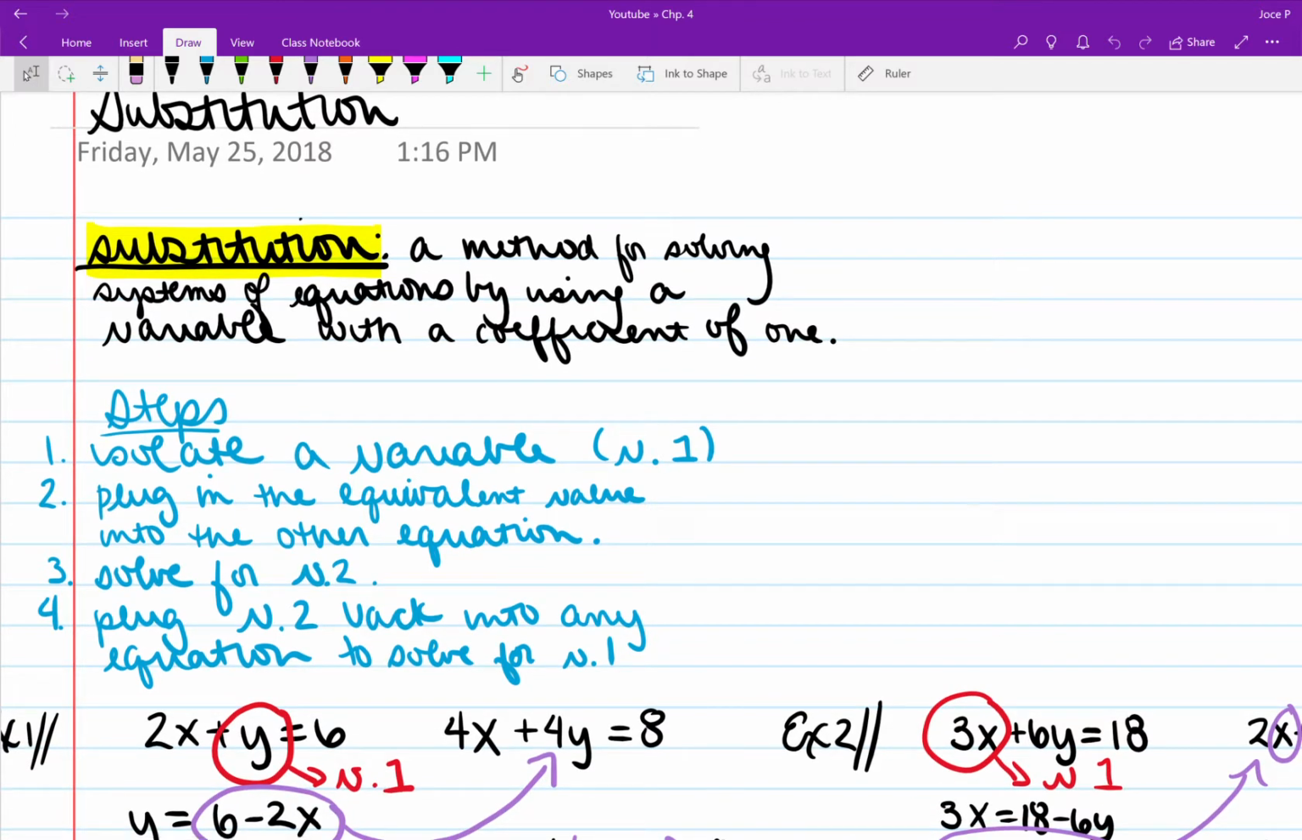So first, what is substitution? Substitution is a method for solving systems of equations by using a variable with a coefficient of 1. That seems pretty weird. Don't worry, we got our rules/steps box going.